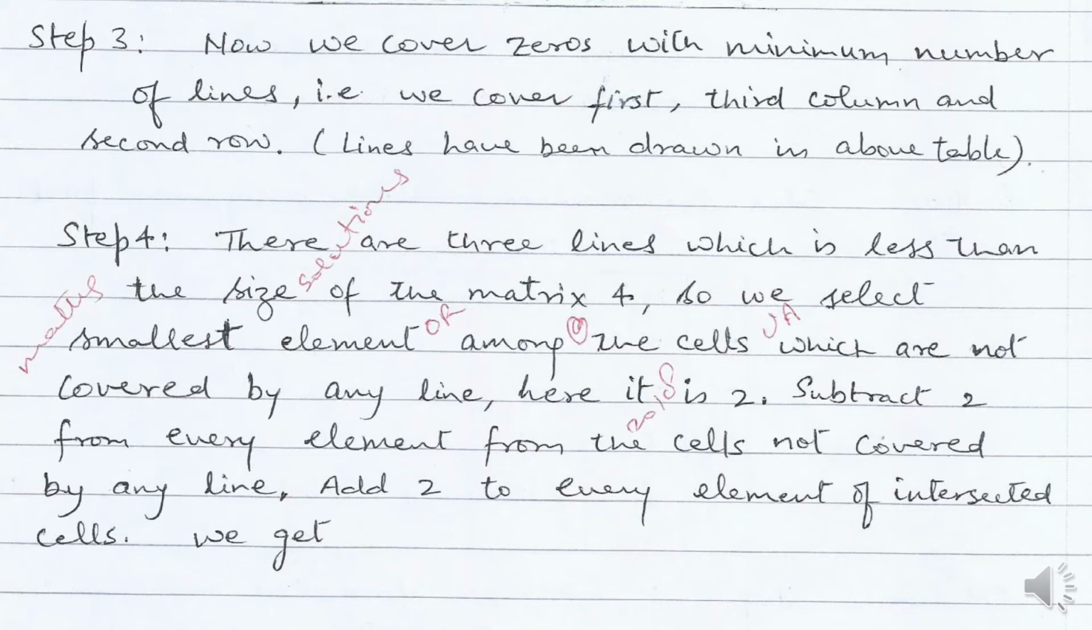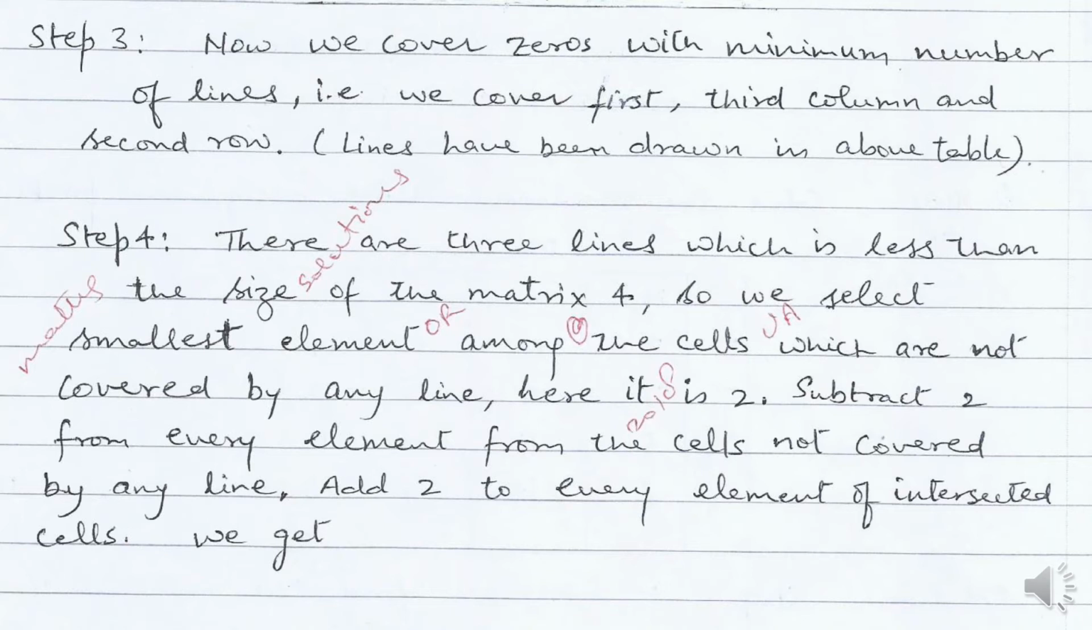Once we cover all zeros, we see that there are 3 lines, which is less than the size of the matrix, which is 4. It means we won't get the same number of machines and jobs respectively, so we have to do this step.